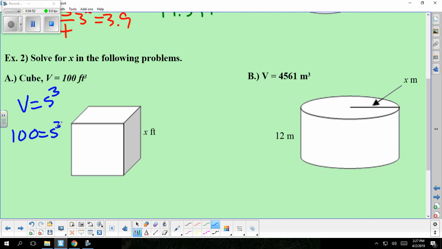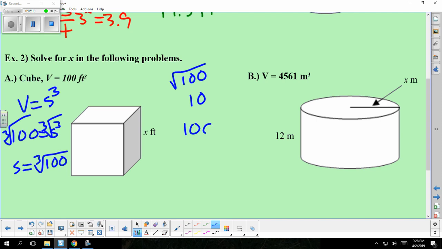So I'm going to take the cube root of each side, which is the same as the square root just to the third power. I'm going to show you a couple different ways to type this into your calculator. We can use what's called a fractional exponent to calculate square roots. So, for instance, if I had the square root of 100, that would be 10. The same thing as 100 to the 1/2 power would also be 10.